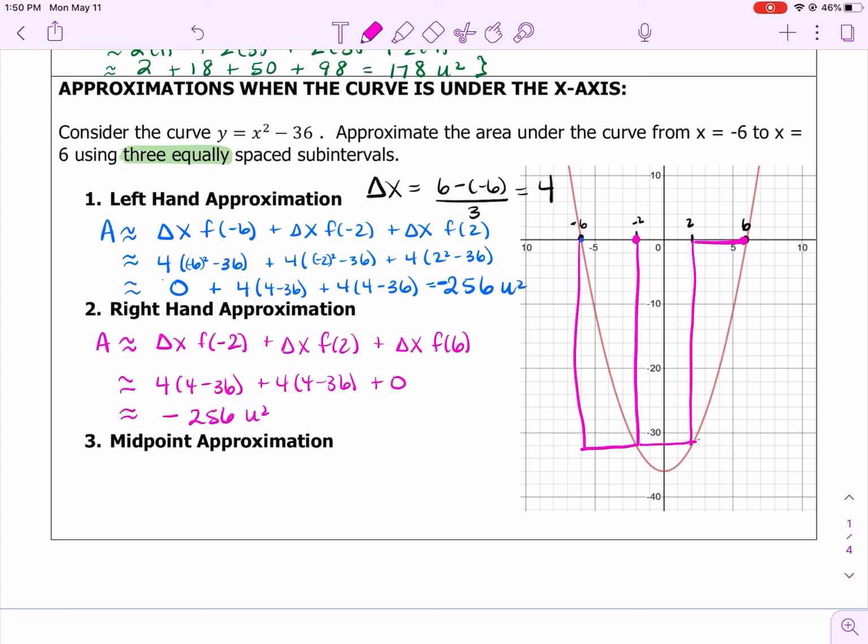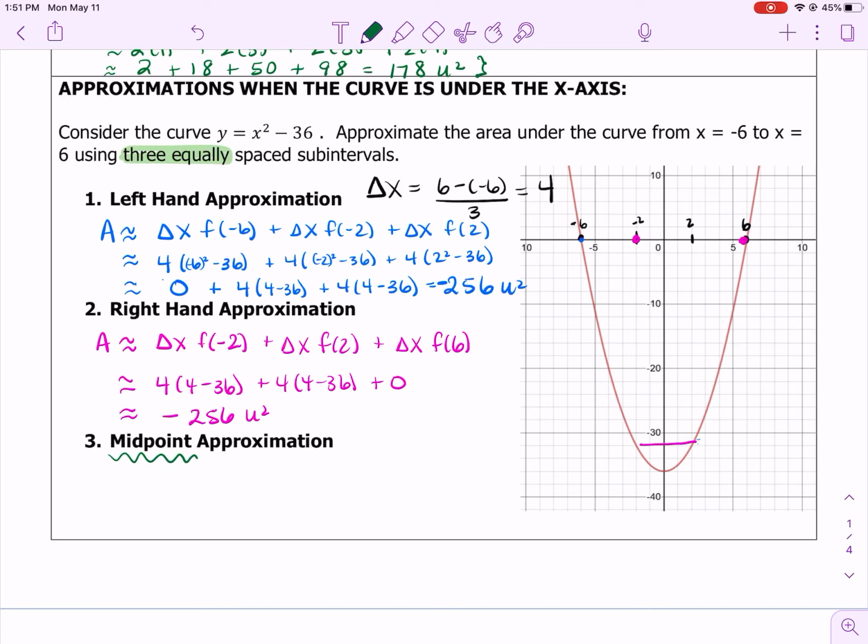So we're actually getting the same value whether we did a right-hand approximation or a left-hand approximation, which kind of makes sense because on one side it's decreasing, on the other side it's increasing, and we're symmetric to that line of symmetry, so it should be the same on both sides. Let's do the same concept, but now let's just practice one more time using that midpoint approximation.